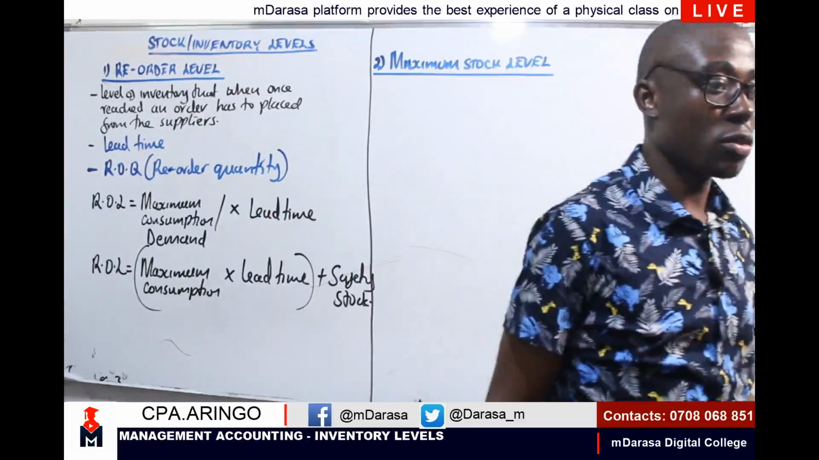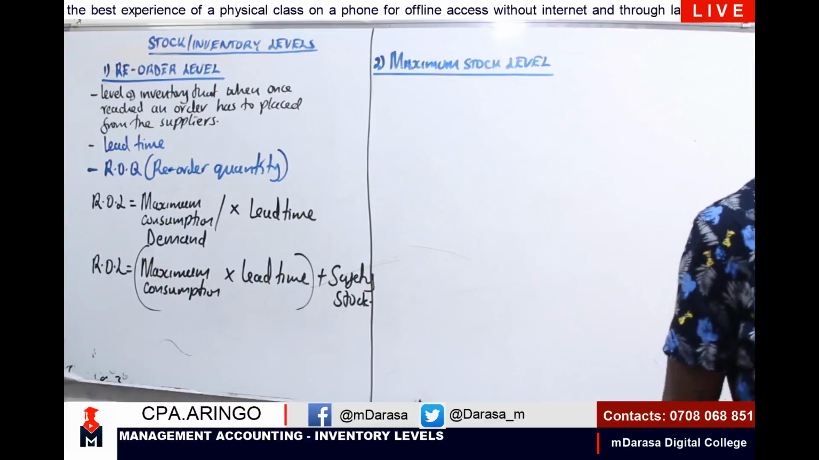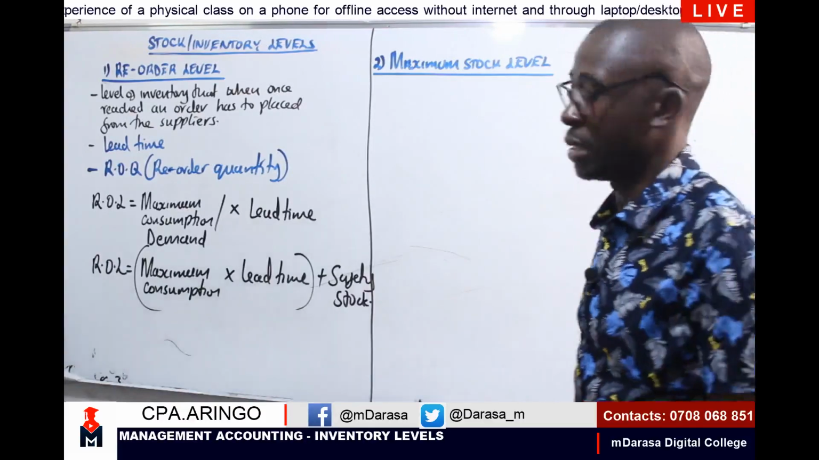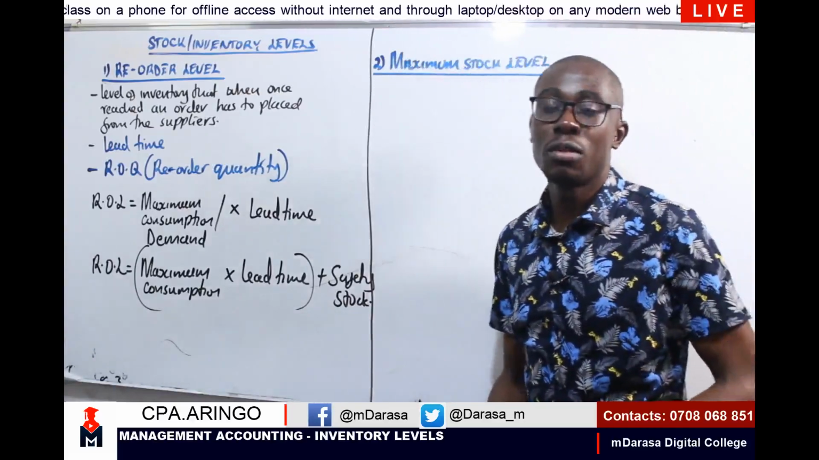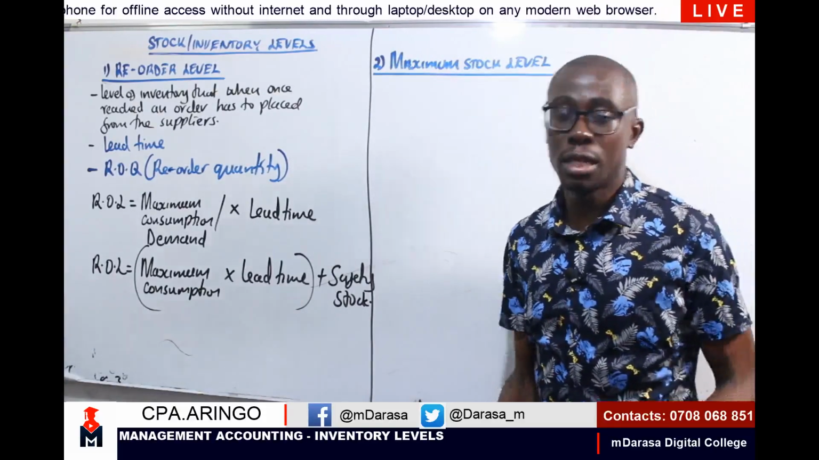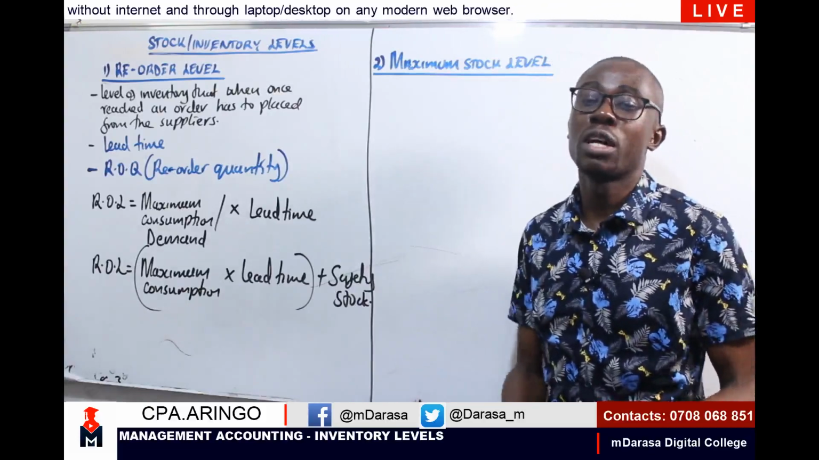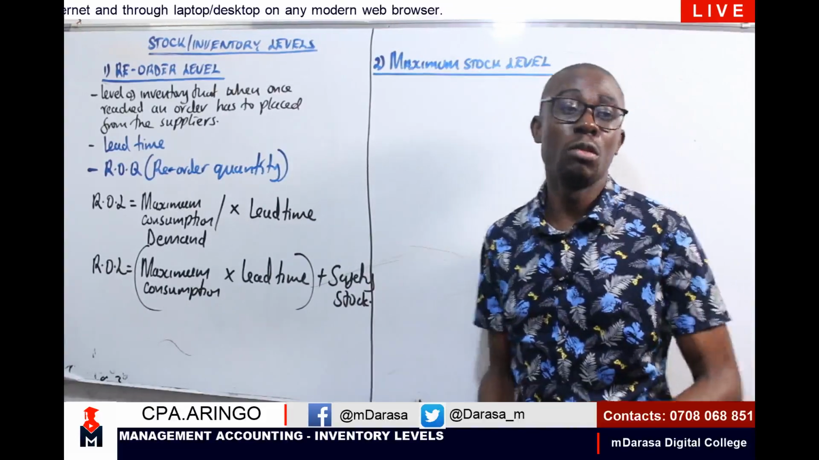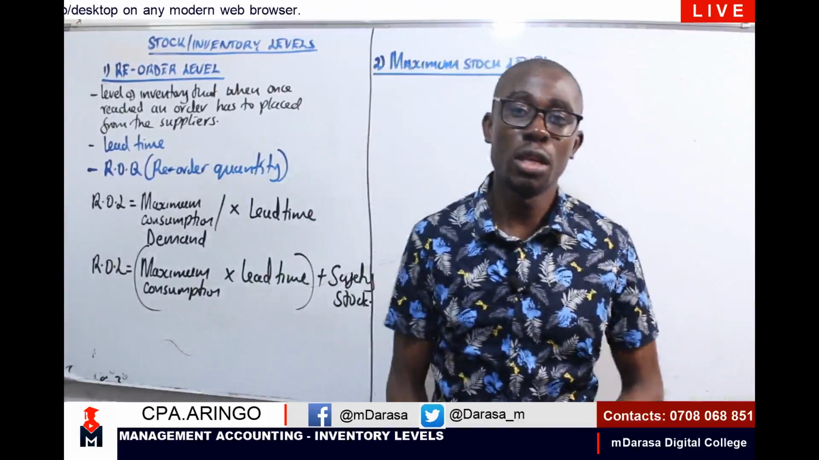So, what is maximum stock level? Just as the word suggests, we are looking at maximum. Basically, maximum stock level is simply the quantity of inventory which a firm should not exceed while maintaining its inventory. Beyond that, the company will be overstocking. The company will be maintaining more than what they require, which is simply a cost to the organization.